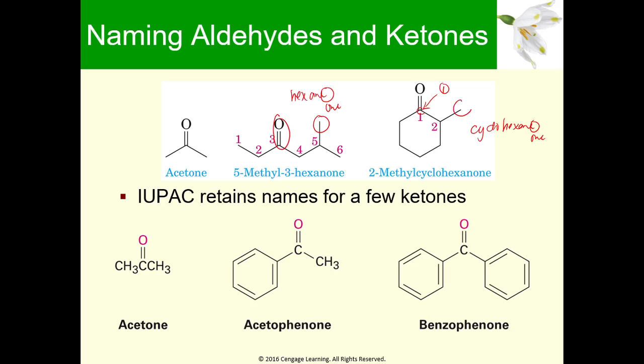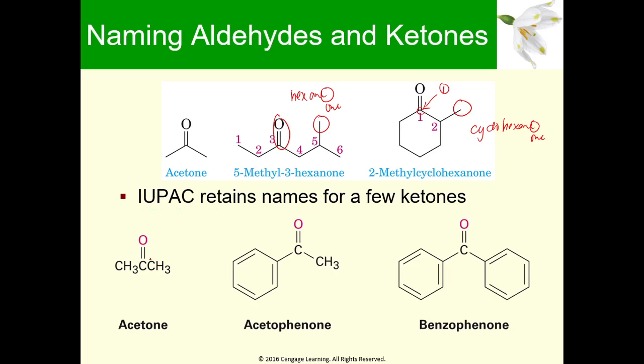So, meron ka ditong substituent. This is a methyl. So, this methyl substituent should be given a smaller number. So, if you start here, it will become 1, 2, 3, 4, 5, 6. So, 6 siya. But if you go clockwise, so you will encounter the methyl group at carbon position number 2. So, that's why the name is 2-methyl cyclohexanone. So, this is retaining some names for some ketones.